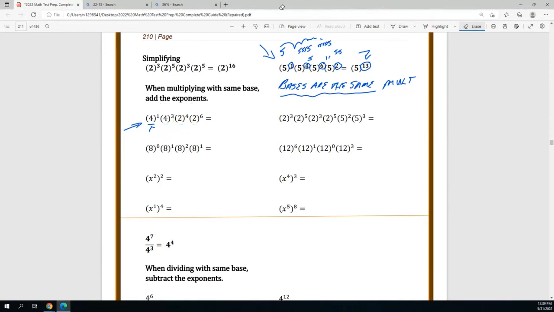So let's do that. Let's go ahead and show this. Now we're only simplifying. Again, we're not showing real answers, we're just simplifying. So 4 to the power of 1 times 4 to the power of 3 is actually 4 to the power of 4. And I'm multiplying that times 2 to the power of 4 times 2 to the power of 6, which is 2 to the power of 10. So I'm taking that and multiplying it by 2 to the power of 10.